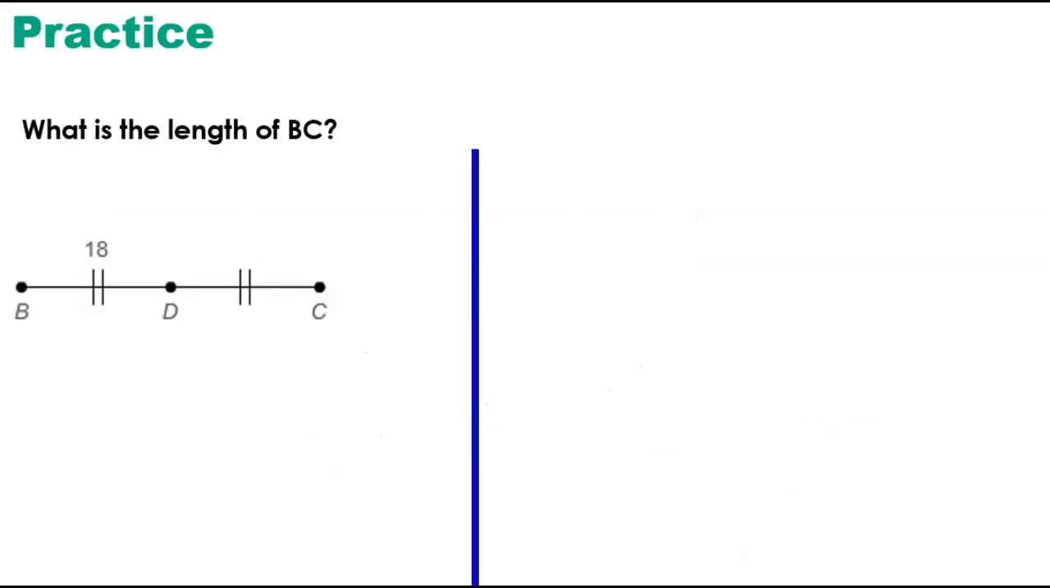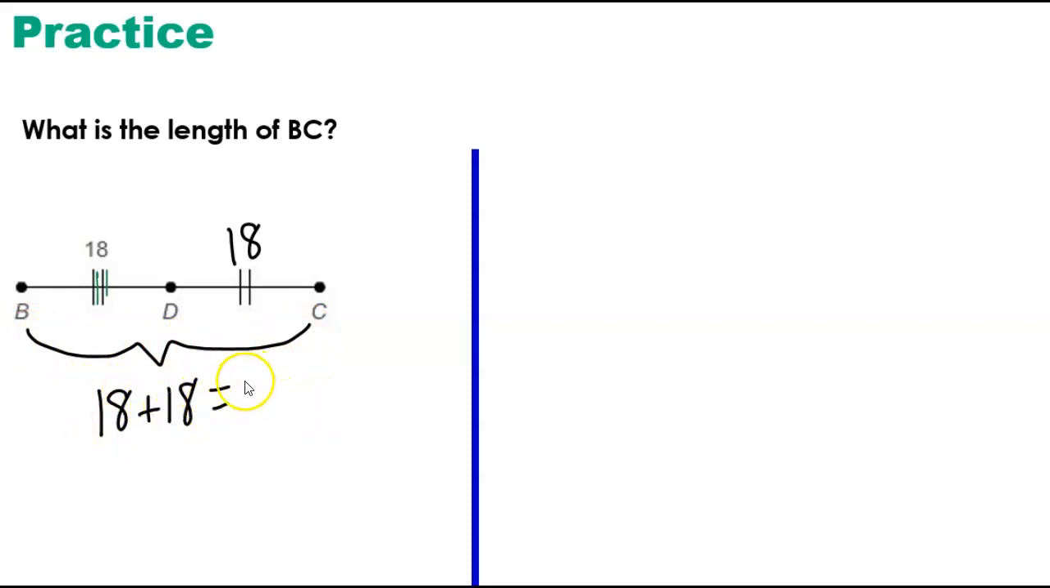Okay, let's do another practice. What is the length of BC? Now, see, we have these tick marks, right? And these 2 tick marks tell us that those 2 pieces are congruent. So it tells us that DC is also 18. So to find the length of BC, we're going to say 18 plus 18, which equals 36.